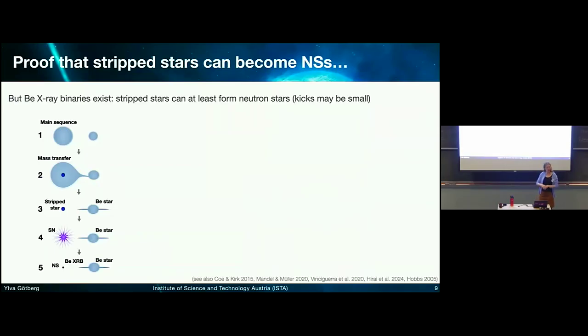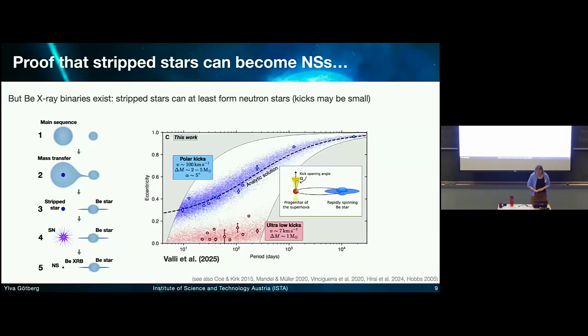And that means that if you have a neutron star BE X-ray binary, it's probably the neutron star was a strip star once. And I thought that there was some really nice work by Ruggero Valli this year where he shows that we're looking here at period versus eccentricity of BE X-ray binaries. That's the markers. And there's 2 groups. One group that shows almost no eccentricity, consistent with almost 0 kick. And one group with larger eccentricity, which has supposedly a small kick during the supernova. So interesting stuff that hopefully we see a future follow-up on.